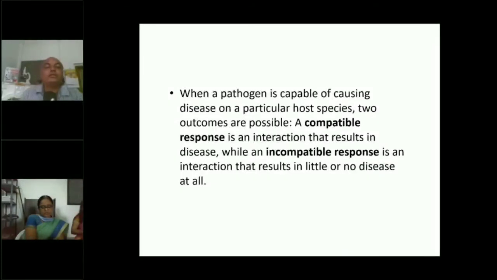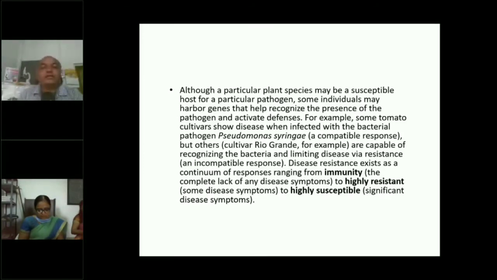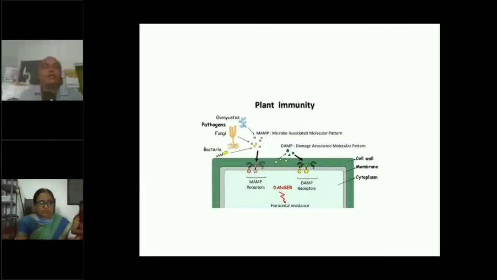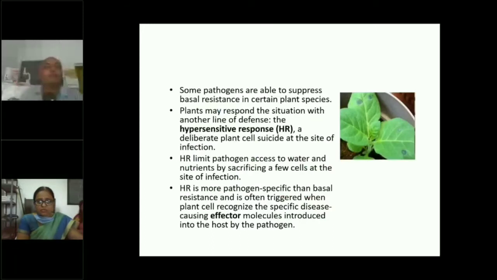Then this pathogen has a compatible response as well as an incompatible response. Then there is some immunity and some higher susceptibility. These are the basal resistance as well as plant immunity. Sometimes, when there is an infection by a pathogen, the plant will kill the cells around it. That is called the hypersensitive response, or HR. Plants may respond with another defense because they deliberately kill the plant cells around the site of infection. That is called the hypersensitive response. This is also a defense system of the plant.